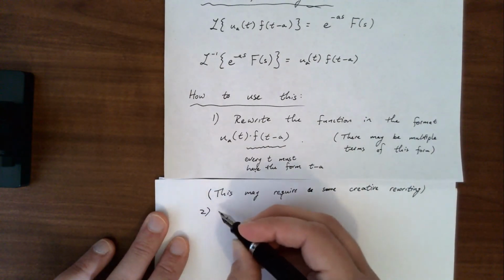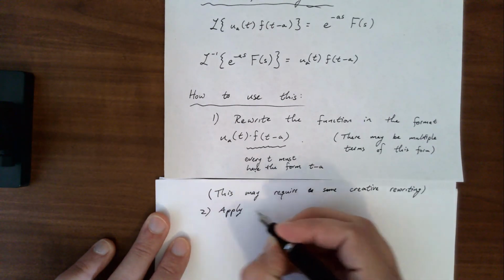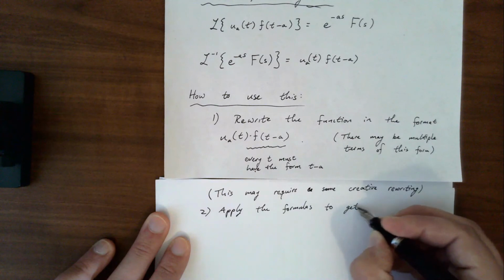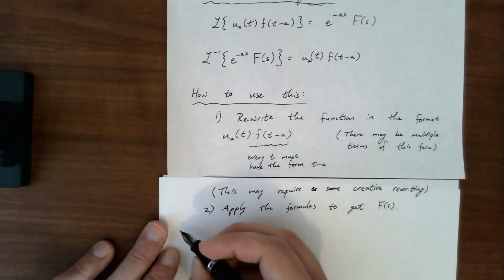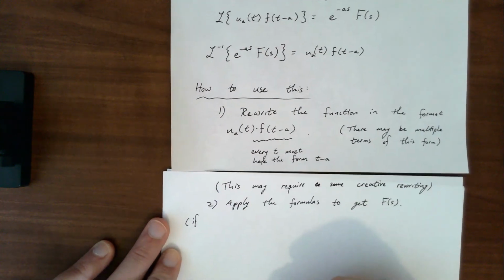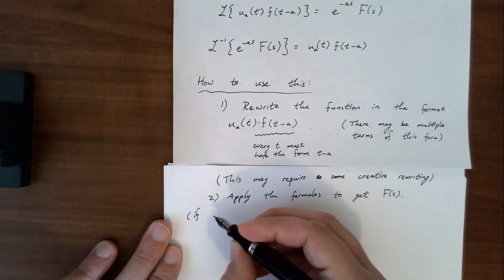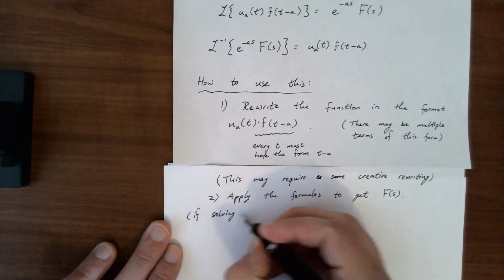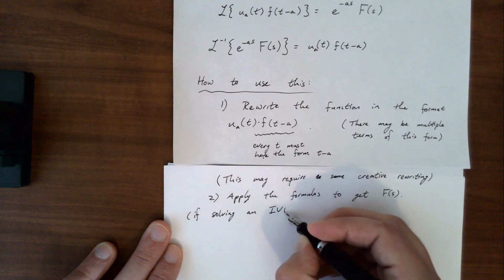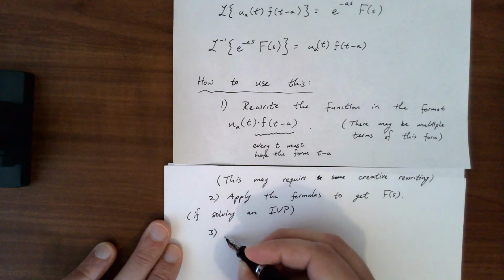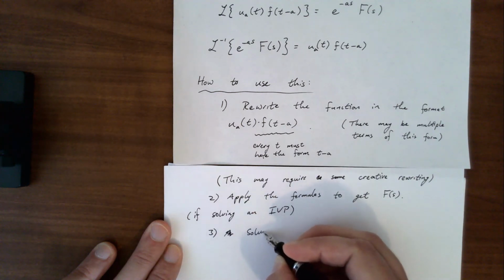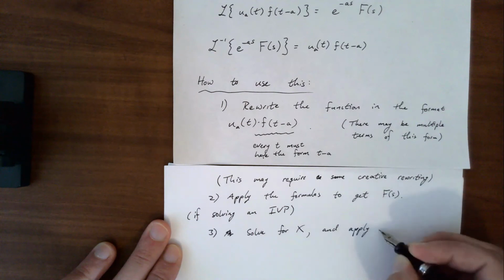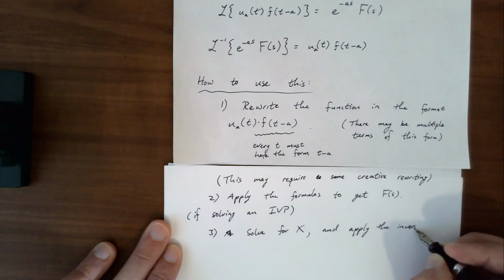Then after that, what you do is you apply the formulas to get F of s, and then if what you're doing is an initial value problem or a differential equation, which is likely considering what class this is, so if solving an initial value problem, then the next step would be solve for X and apply the inverse formula.